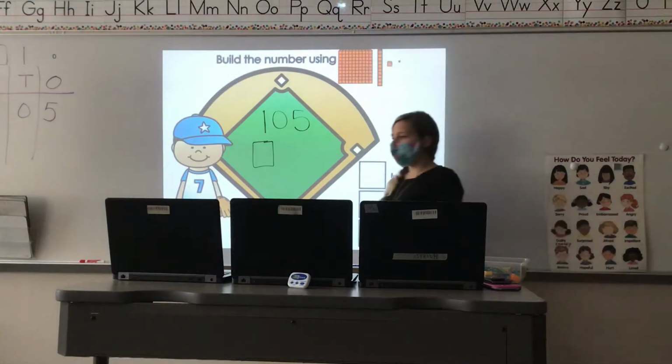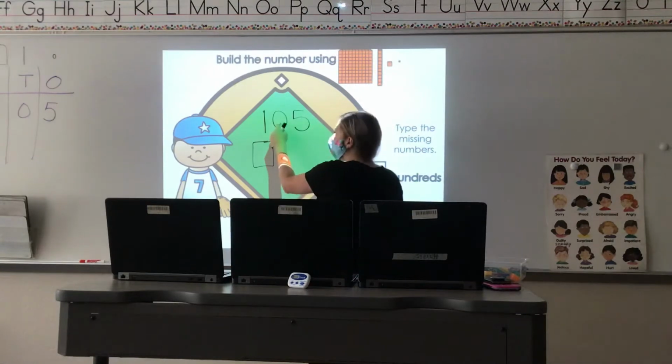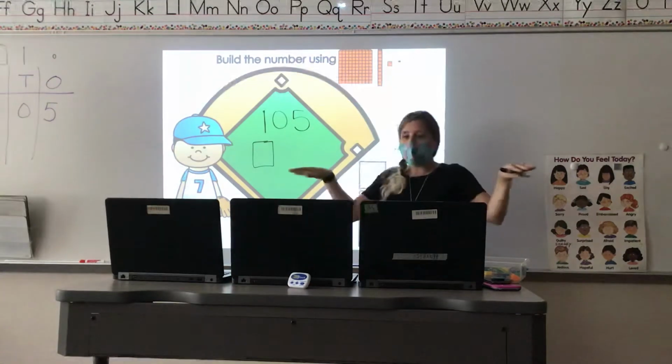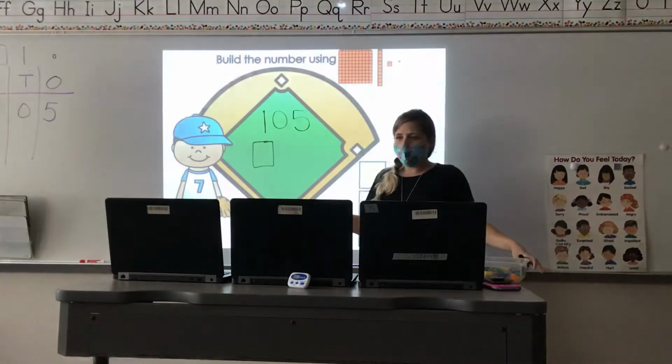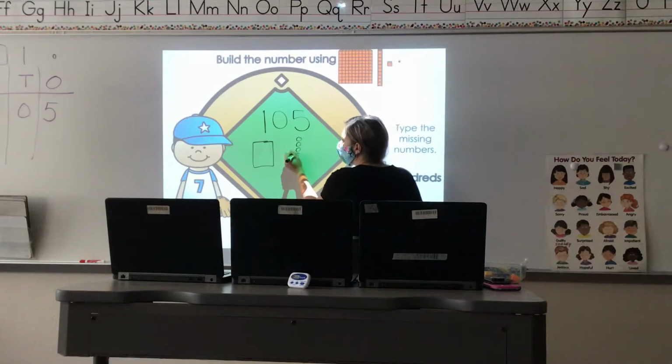How many tens do I have? Zero. Good, Damien. I have 0, so I don't draw any sticks. And these are circles. There's 0 sticks. How many ones am I drawing? 5. So I'm gonna draw 5 circles.